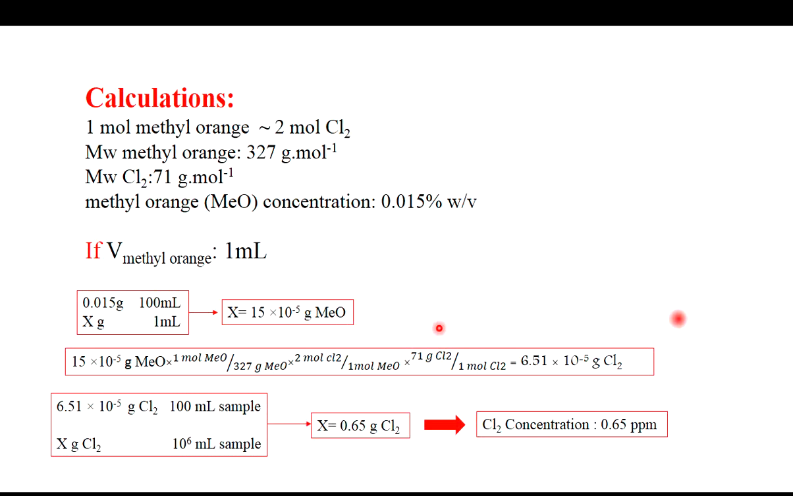But we need concentration. The unit we consider here is ppm. ppm means part per million, or milligram per liter, or gram in 1 million milliliter of sample. For this definition, notice the last box.